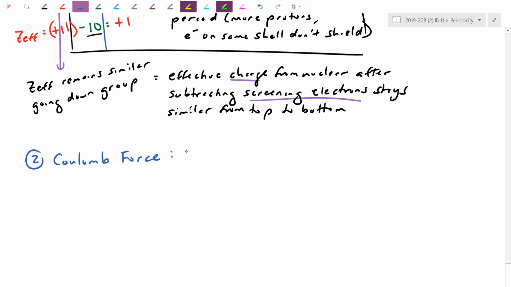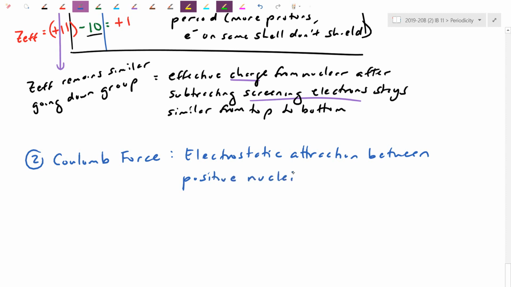A Coulomb force here is an electrostatic. It could be a repulsion as well, but just in the context of chemistry, we're looking at positive and negative as an attraction, opposites attract. So a Coulomb force is an electrostatic attraction between the positive nucleus, positive center, nuclei is plural, positive nuclei, and technically all the electrons, but specifically when we start looking at size again, we're worried about the outer shell.